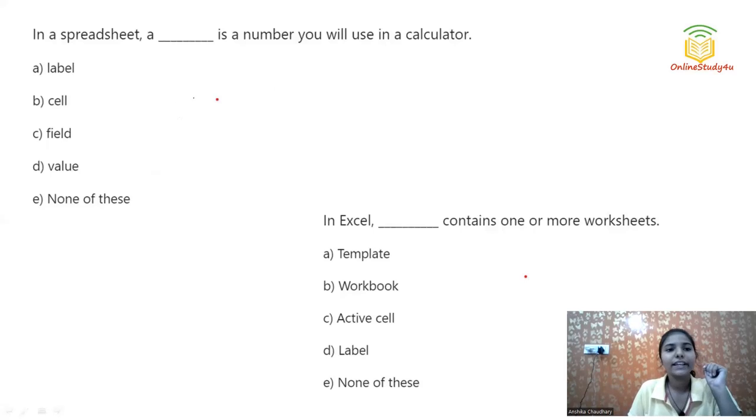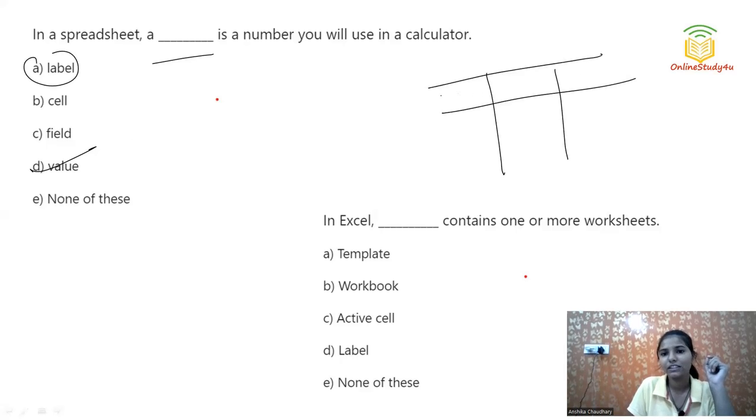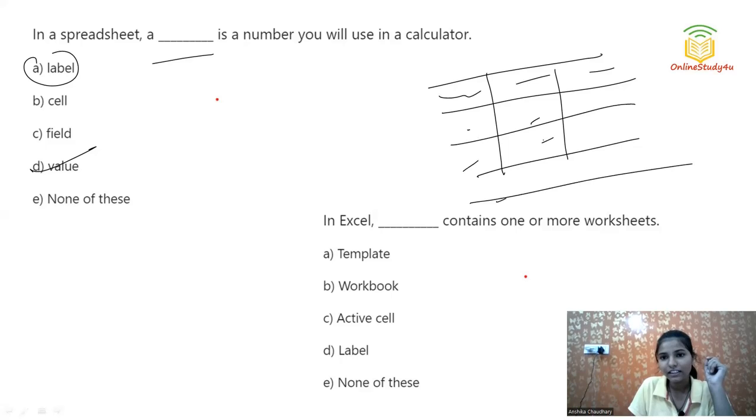Next question is, in a spreadsheet, a dash dash is a number you will use in a calculator. So the value in a spreadsheet is a number you will use in a calculator. You can't use the label because labels are like tags in a spreadsheet. Labels and cells, these are the cells. Field, the whole area. So the value is something related to numeric. So the correct answer is value for this.